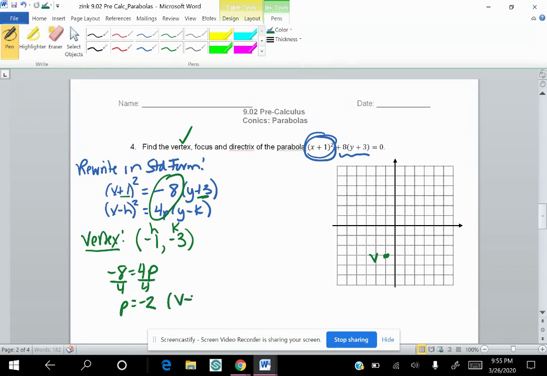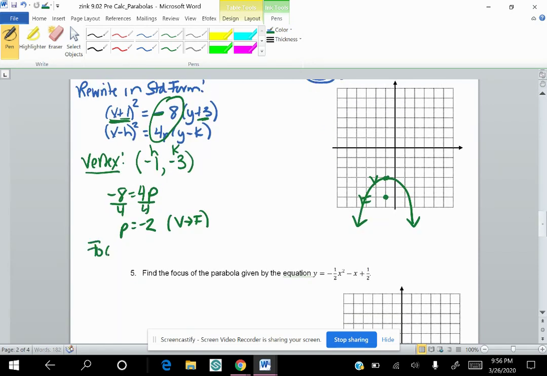Well, p is the distance from the vertex to your focus. We know that x is squared. So if x is squared, it's going to either open up or down. Since it's a negative over here, that tells me that p is negative, which tells us it's going to open down. Or you might say, okay, the p is -2, so I count down from the vertex 2 boxes is my focus. So I know I'm going to have a curve going downward. So find the coordinates of your focus. So that is going to be -1, -5.